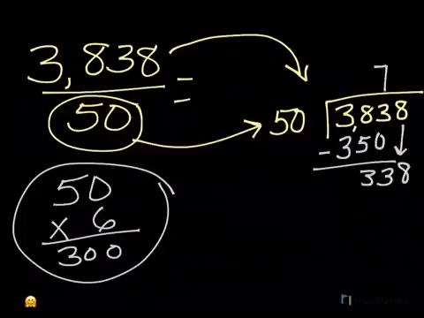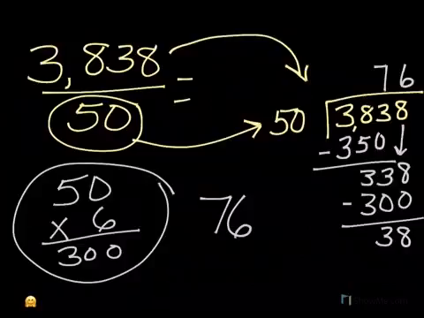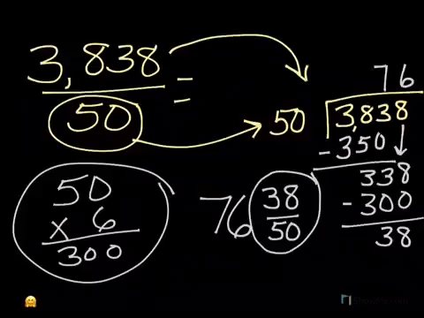50 goes into 338 6 times, which would be 300. Subtract, and I have a remainder of 38. So my final answer would be 76 and 38 over 50. Oh wait, I'm not done. Both numbers are even, so I need to do some simplifying.